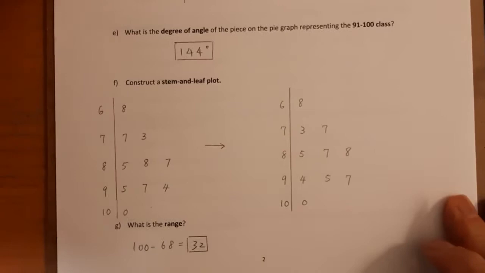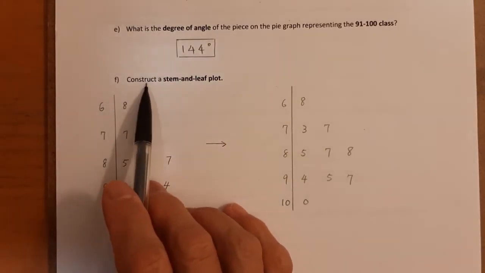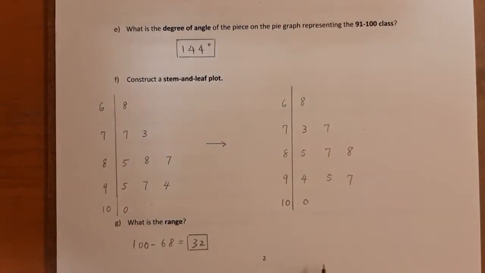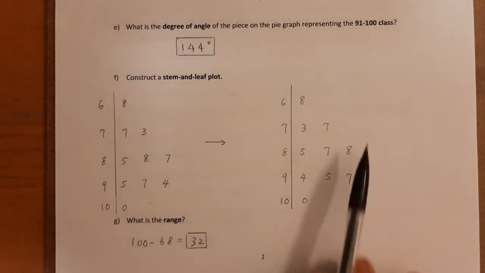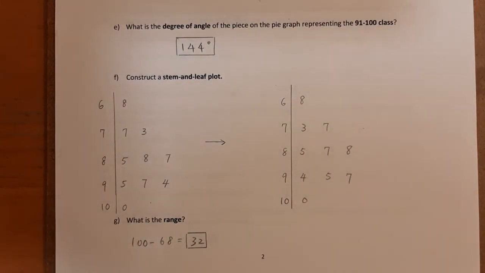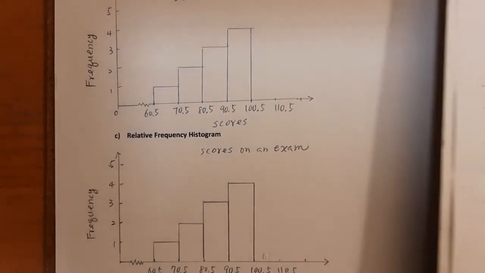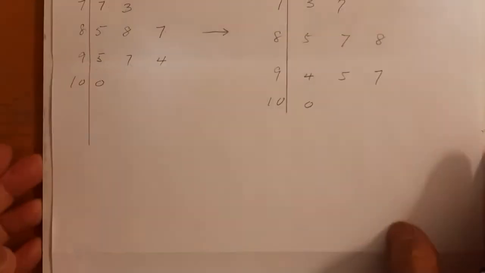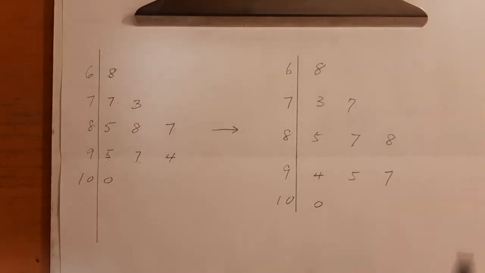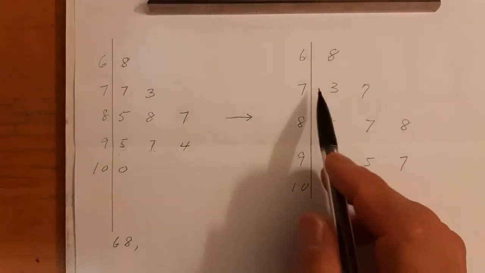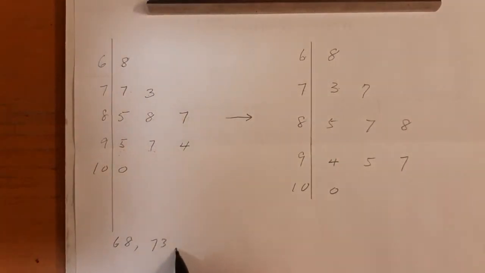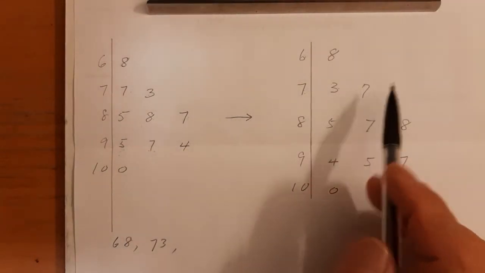This one, question F, construct a stem-and-leaf plot. And that is here. This is the answer. Then after we construct this stem-and-leaf plot, we can put them in order. How to put them in order? First one, 68. Next number, 73. Then next number, 77.